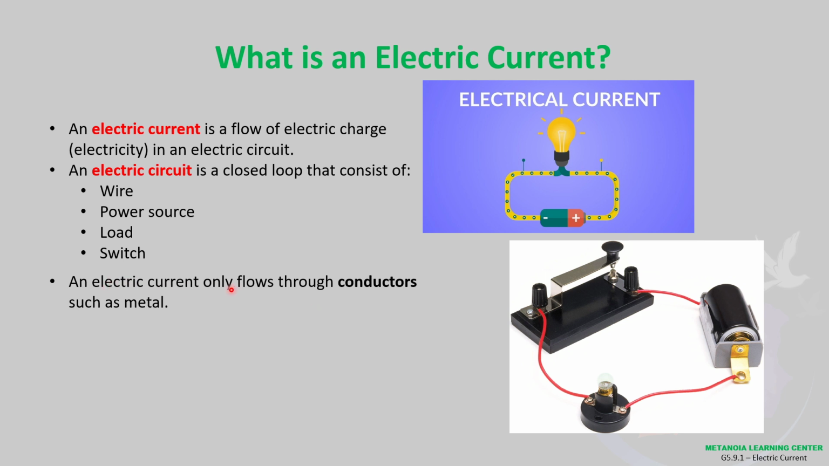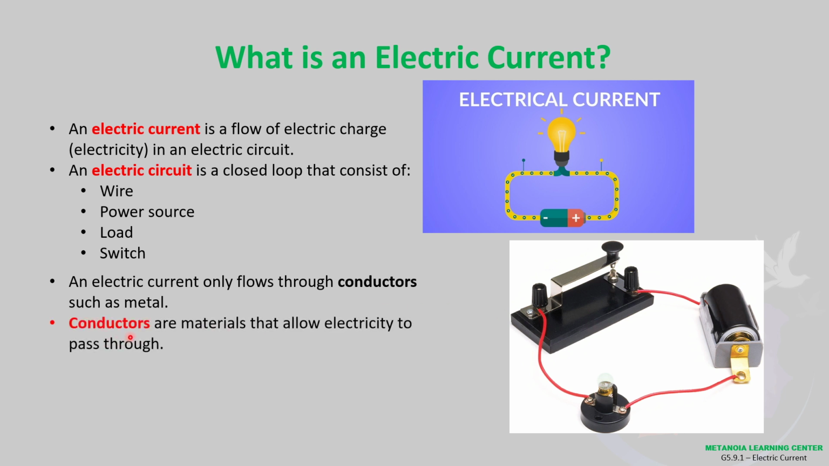Okay, so an electric current only flows through conductors such as metal. Okay, kasi usually mga wires are made from copper, no? Copper wires. And the switch naman natin, contact between the two ends is basically metal. Kasi kung wala, edi hindi dadaan yung kuryente.